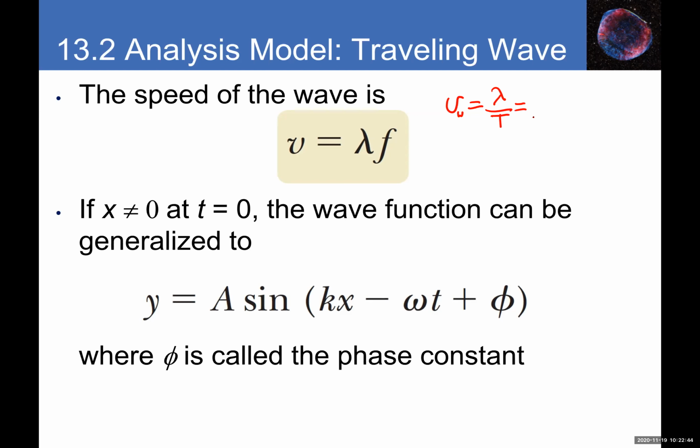But we also know that 1 over the period is frequency, right? Frequency is 1 over the period. So we can write this as wavelength times frequency. That is another way of writing the speed of the wave. I want you to see that there are a number of ways you can calculate this speed: wavelength times frequency, or wavelength over the period. But we can also use this.